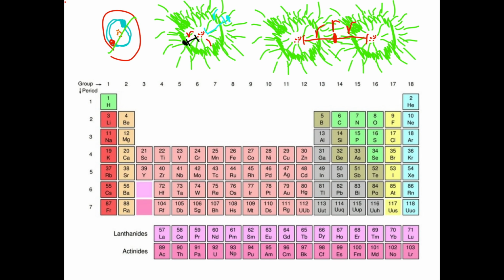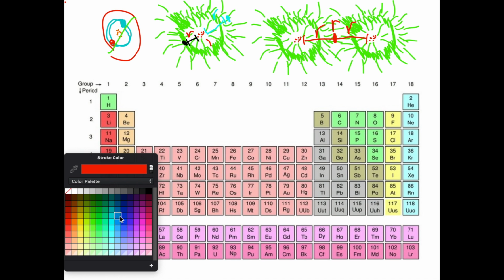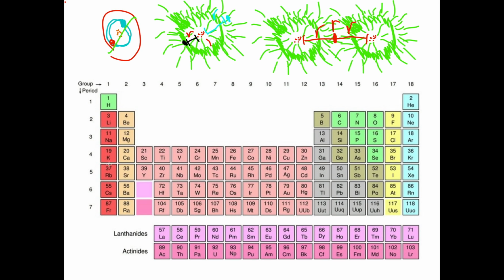Okay, so let's look at a random atom. Let's look at potassium here. Maybe, okay. So what happens when you go from the left side all the way to the right side? Does it get bigger, smaller, stay the same? Try and figure it out.